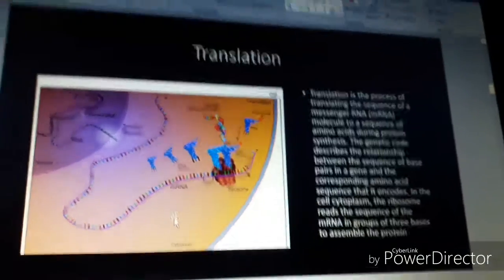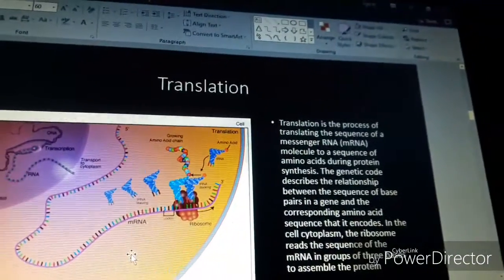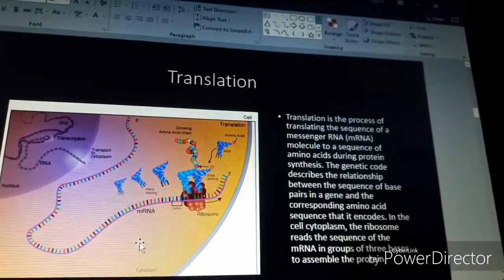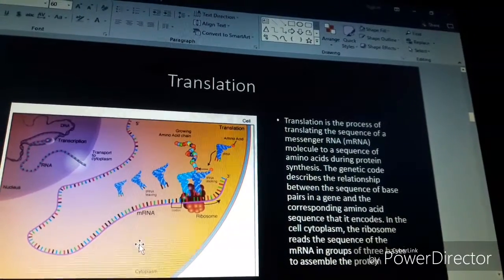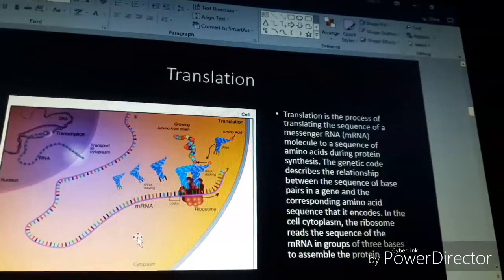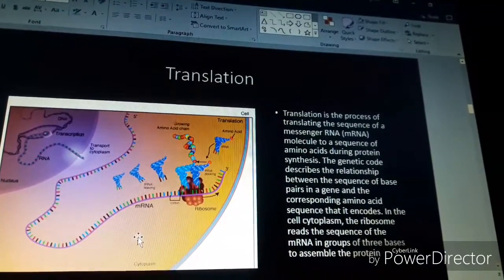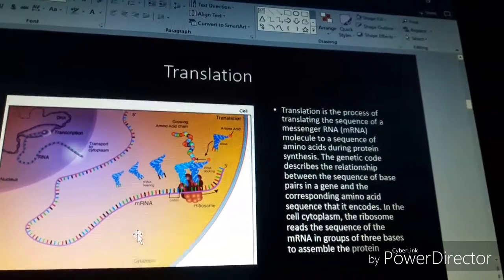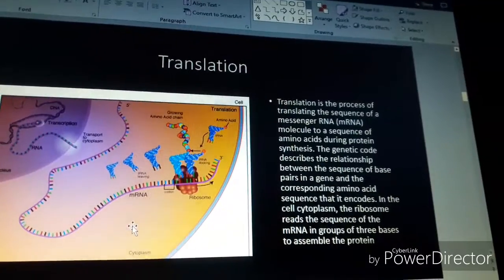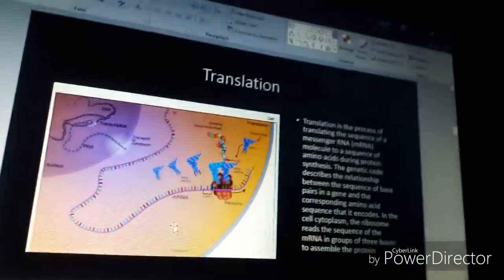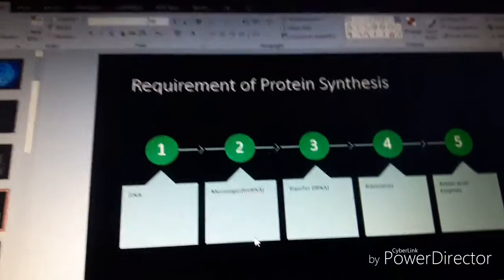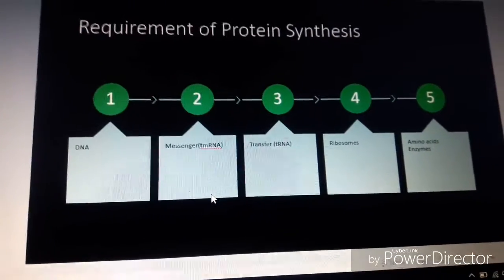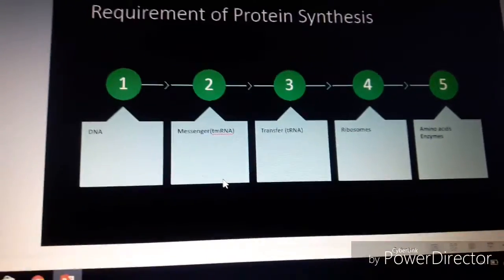Translation is the process of translating the sequence of a messenger RNA molecule to a sequence of amino acids during protein synthesis. The genetic code describes the relationship between the sequence of base pairs in a gene and the corresponding amino acid sequence that it encodes in the cell cytoplasm. The ribosome reads the sequence of the mRNA in groups of 3 bases to assemble the protein. Requirements for protein synthesis: 1. DNA, 2. messenger RNA, or mRNA, transfer RNA, or tRNA, ribosomes, amino acids, enzymes.